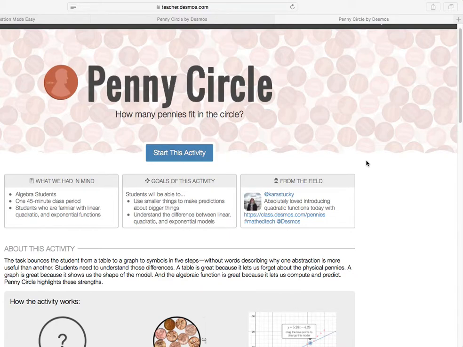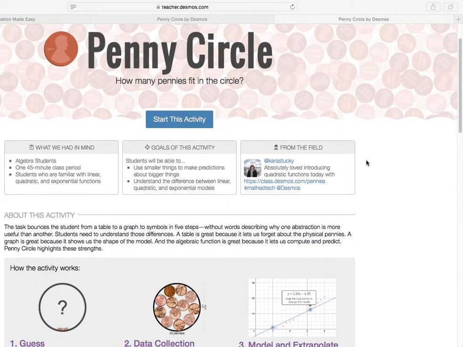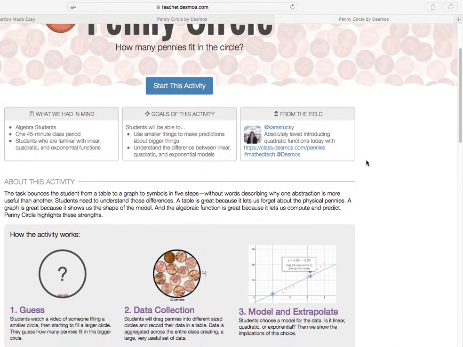A launching activity that I used to introduce students to different types of modeling with exponential, linear, and quadratic equations was this activity from Desmos.com called the penny circle. This is my second time implementing this with a group of students. The first time was at a clinical experience site I had during my fall semester of 2014, and then this year during student teaching I have also used it to help students see the different types of equations that can be used.